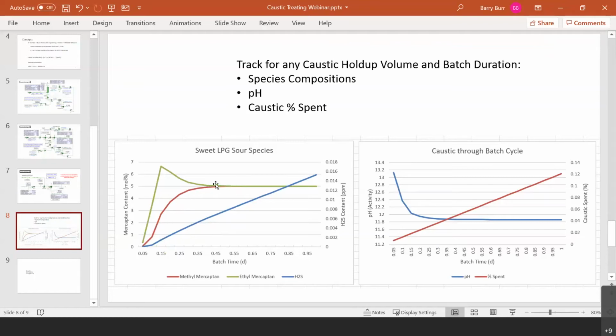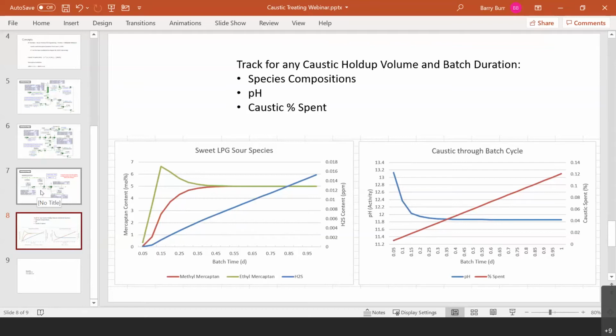So there's no more mercaptan removal after a pretty short time, and all that's changing in the caustic is that it's acquiring more and more H2S, and as that happens, the equilibrium will show that a little bit more and more H2S will appear in the sweet LPG. So on this other side, you can see that we're tracking the pH of the caustic as this happens, and then we're also tracking the percent spent of the caustic over time.